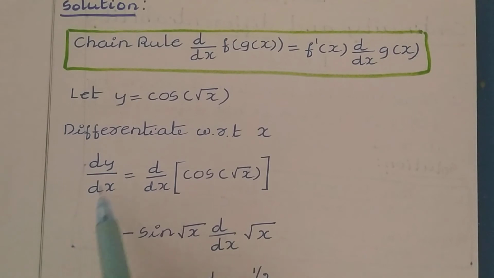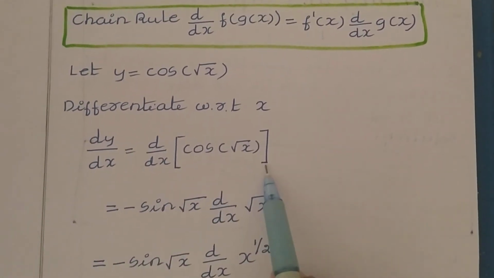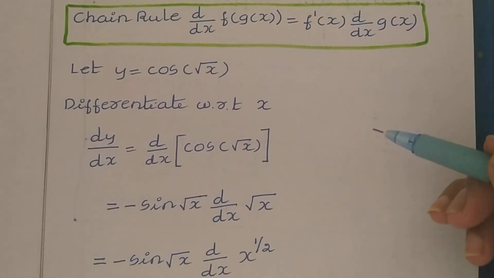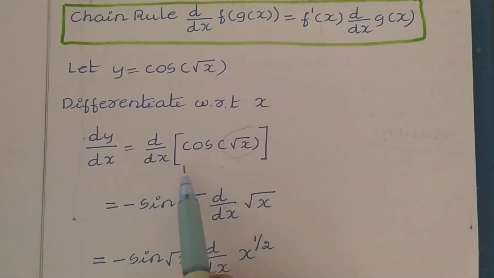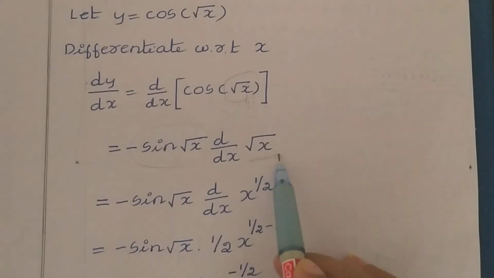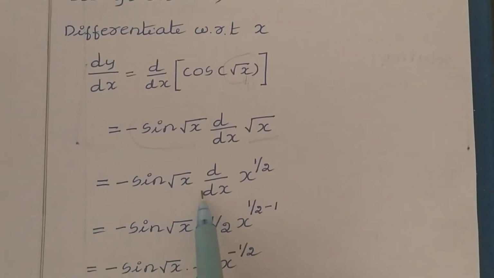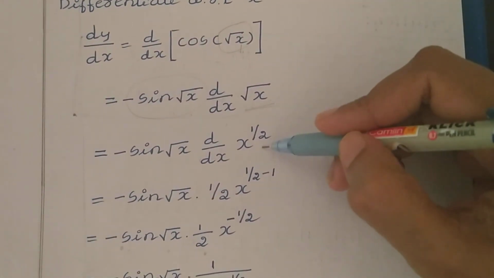So, we have dy by dx is equal to d by dx of cos square root of x. The derivative of cos x is minus sin x. Here we have in the place of x square root of x. So the derivative of cos square root of x is nothing but minus sin square root of x. Further, this is a composite function. So you have to differentiate again this function. So d by dx of square root of x. This is nothing but just chain rule. Then minus sin square root of x into d by dx of x to the power half. This square root of x is nothing but x to the power half.